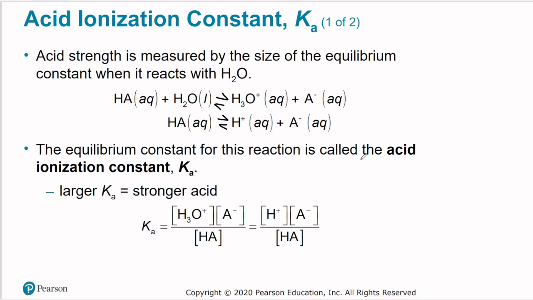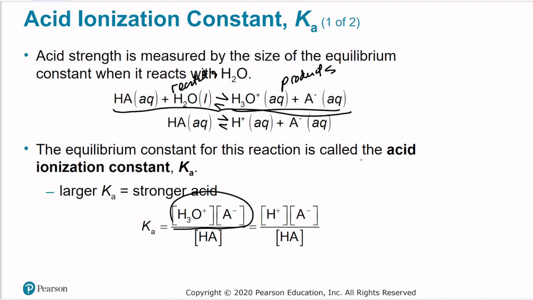So here we have an example. We have a generic example where we have HA plus H2O yields H3O plus plus A minus. These are our products, and these are our reactants. And so we're going to put our products, the A minus concentration times the H3O plus concentration, over the reactants, our HA concentration, and we're going to set that equal to the K.